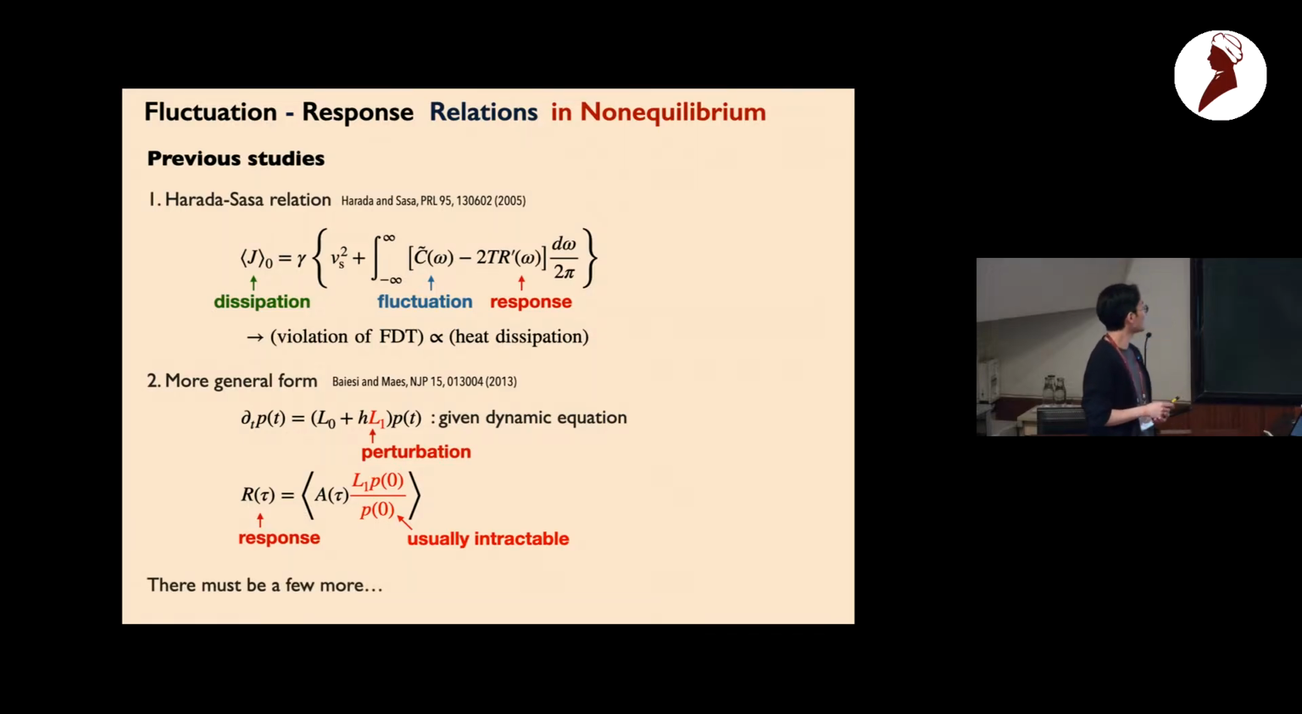There must be a few more references. Here I met Anupam and we discussed this fluctuation response relationship, and he mentioned that there is a series of papers by Christian Maes and Urna. To be honest, I didn't know that, so probably we can discuss it later. And if you know some interesting papers about this topic, please let me know after the talk. Okay, anyway, today I'll focus on my relation.